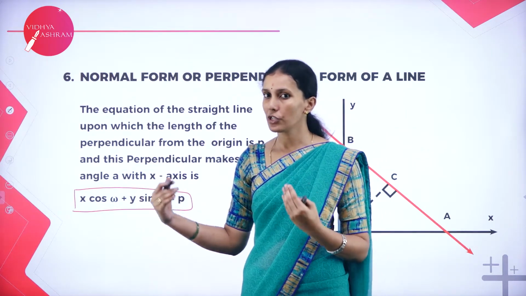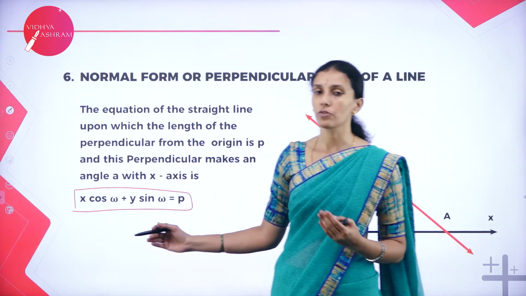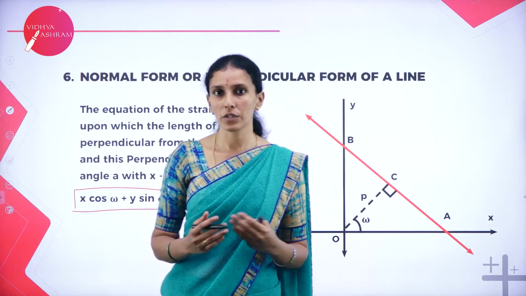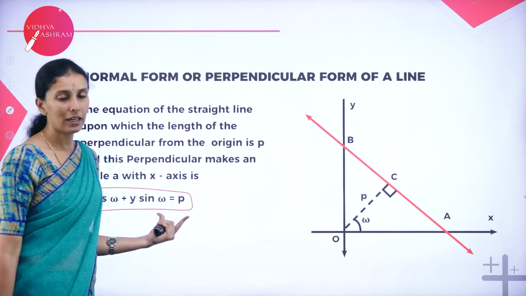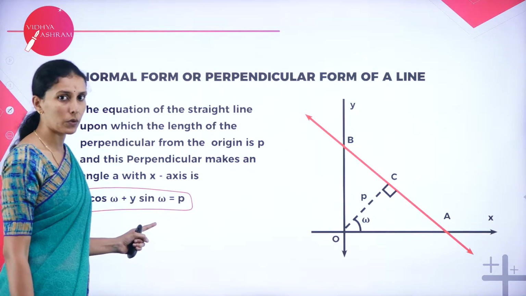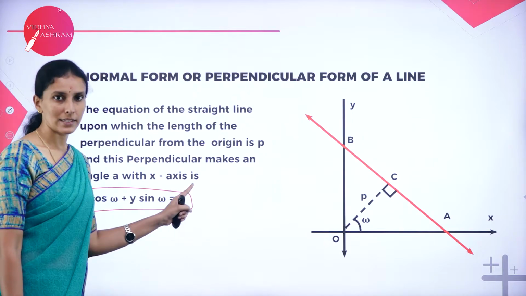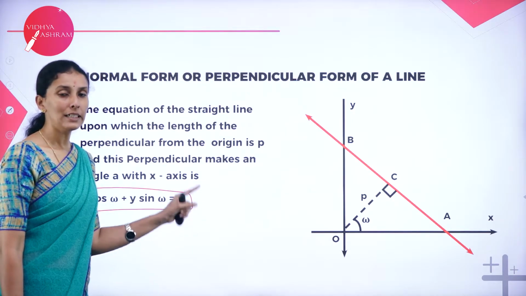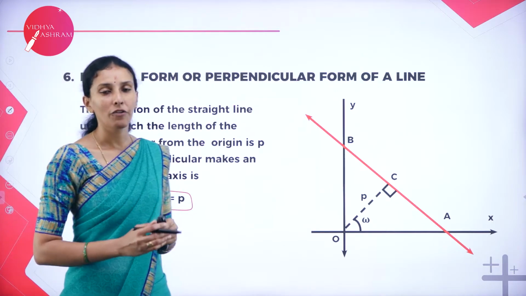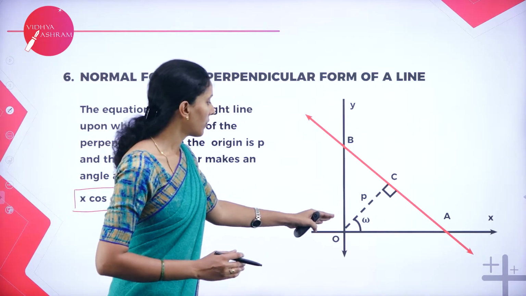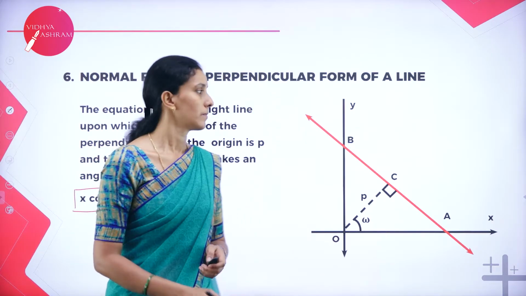Again, the derivation is not necessary for your examination. Only learn the equation and try to solve the equation or reduce it to the general equation. So the normal form or the perpendicular form of an equation of a line is denoted by x cos omega plus y sin omega is equal to p, where p is the perpendicular distance from the origin and omega is the angle of inclination of the perpendicular distance along with the x-axis.